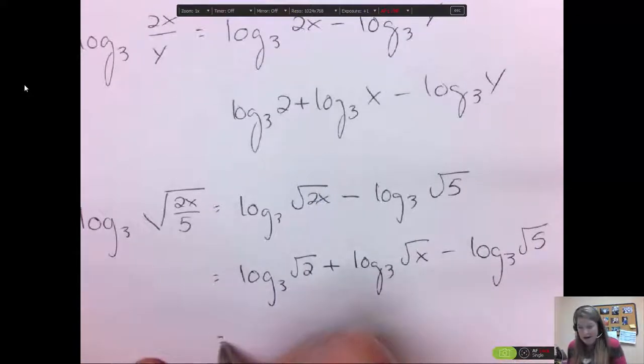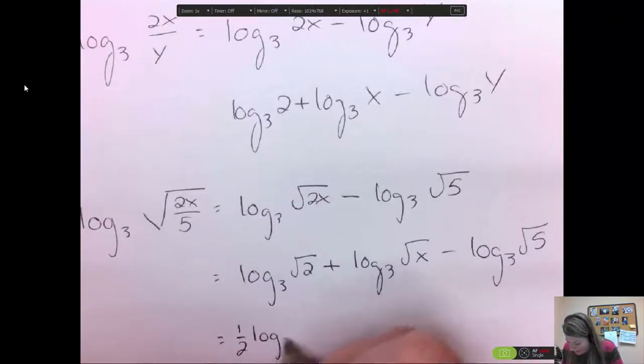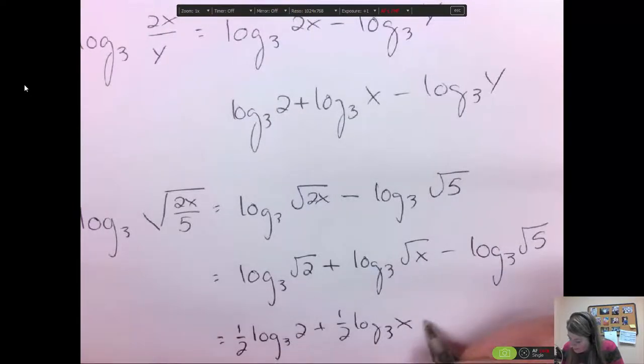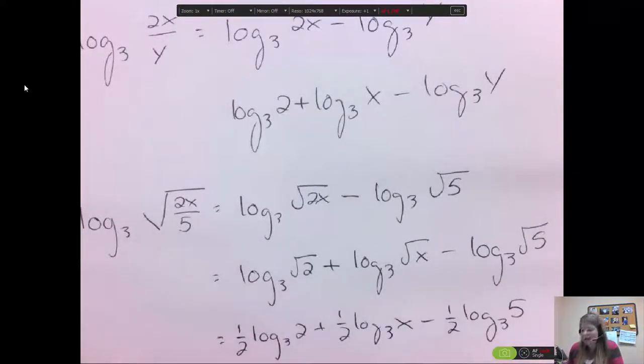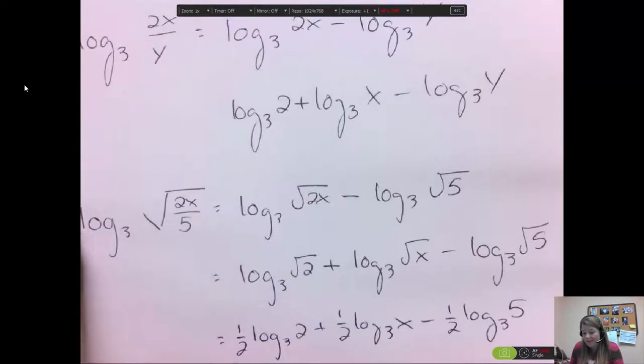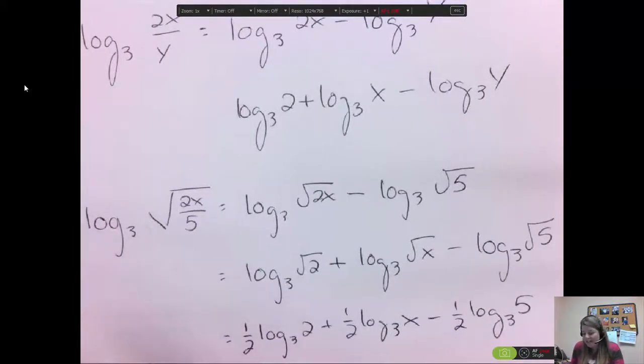So what I do with powers, right, is I bring them down in front. So this will become 1/2 times the log base 3 of 2 plus 1/2 log base 3 of x minus 1/2 log base 3 of 5. And you could have started with the 1/2, putting this whole thing to the 1/2 power and bringing that in front of the log, and then you would have had to carry the 1/2 all the way through to make sure that it was on each section. That's about as hard as you can get, right, with this expansion idea. I had 3 expansions, exponents, and I can't do any more here.